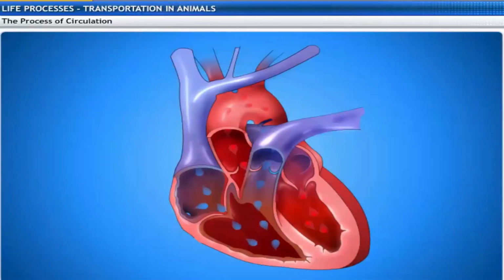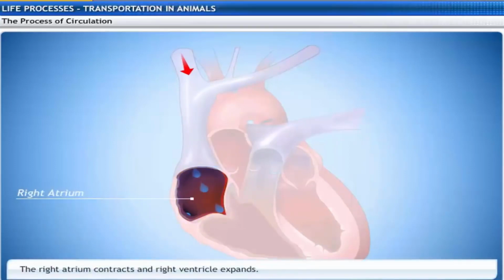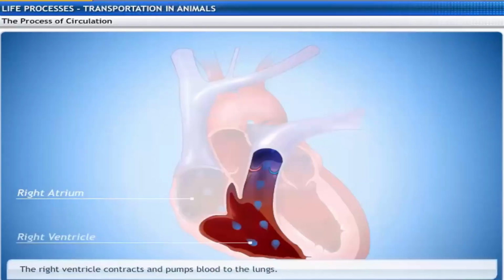Let's take a look at how the heart works in detail. Deoxygenated blood flows from the body to the right atrium of the heart, which expands to collect blood. The right atrium then contracts, and at the same time, the right ventricle dilates. This transfers blood to the right ventricle. The right ventricle in turn contracts and pumps the blood to the lungs for oxygenation.